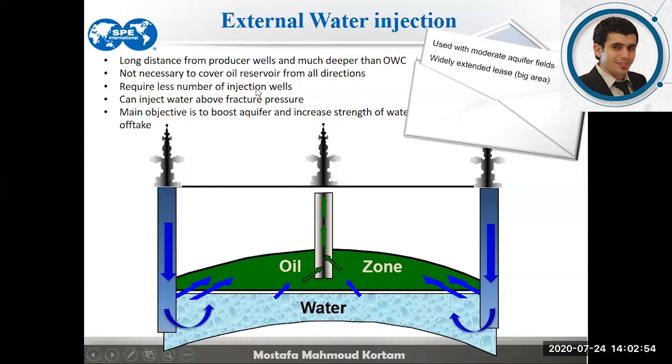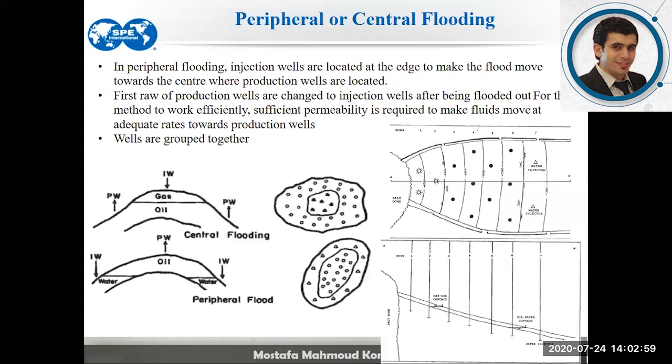So for peripheral or central flooding, in case you don't have this kind of big aquifer or a big space to drill the external water injection, there is peripheral flooding. You are placing the injector wells closer to the oil water contact, as we just mentioned, either just above or below. So closer to the adjacency or proximity of the contact, you are displacing the oil towards the producer well.